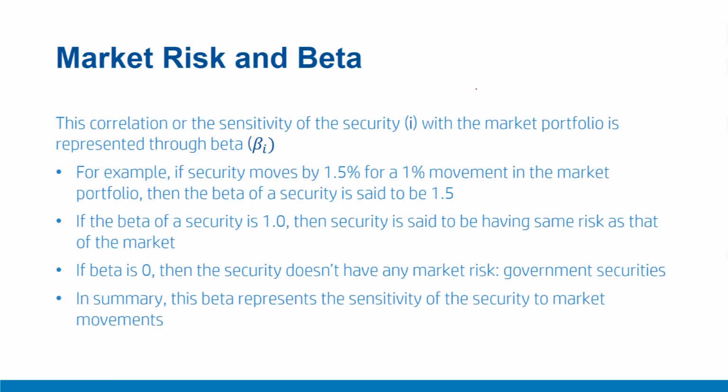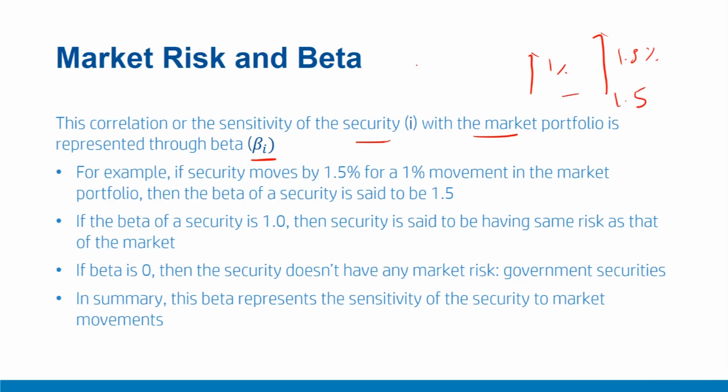This correlation between the security and the market portfolio is often measured through beta. This is called the beta of the stock, or the sensitivity of the security to the market portfolio. For example, if the market moves by 1% up and the security moves by 1.5% up, then we will say that the beta of the security is 1.5.